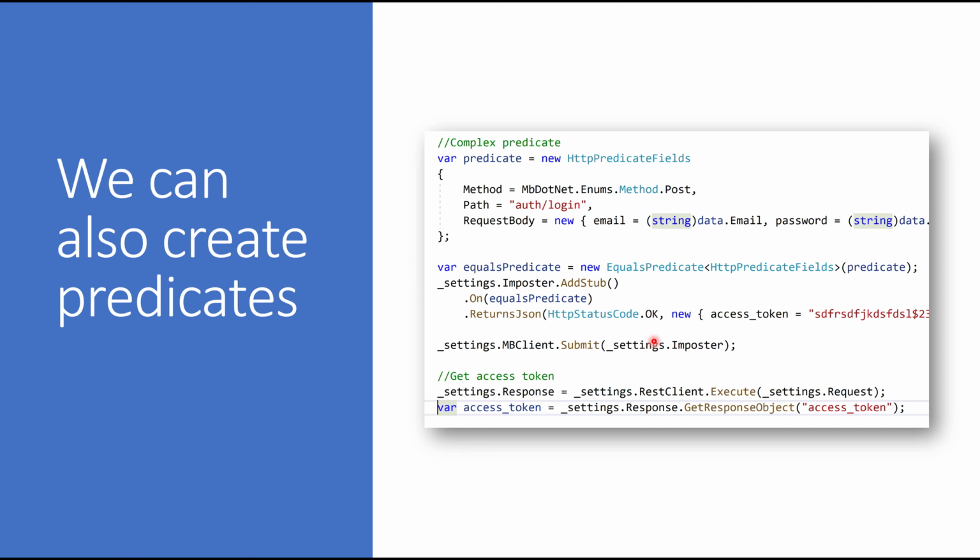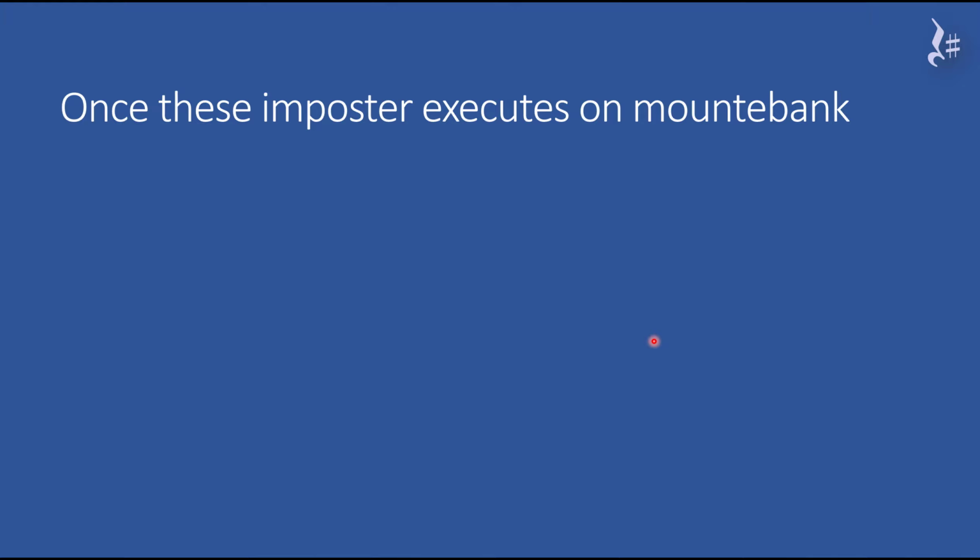And again, predicates are mostly like a query parameter in Mountebank, and the response is pretty much the HTTP response, and the imposters are actually the mock server data that you're creating in this step. So once these imposters are executed on Mountebank, you can instantly see some of the responses coming to you.